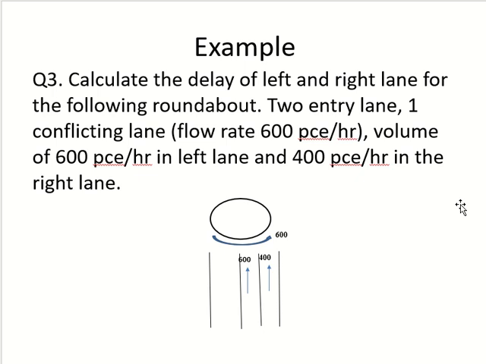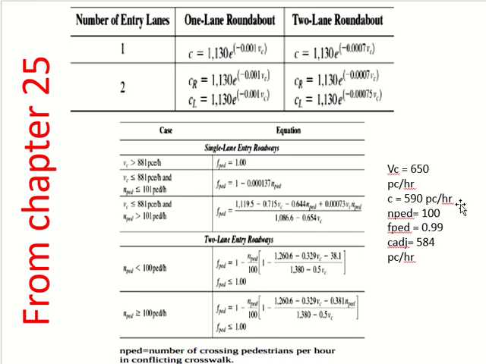Okay, so we have these two lanes. We have to calculate the delay of these two lanes. The roundabout has a flow of 600. Okay, clear? And what is this? That we have two lanes, right? So what is this? Third lane? The other direction. Very good. Okay. So which case do we have?